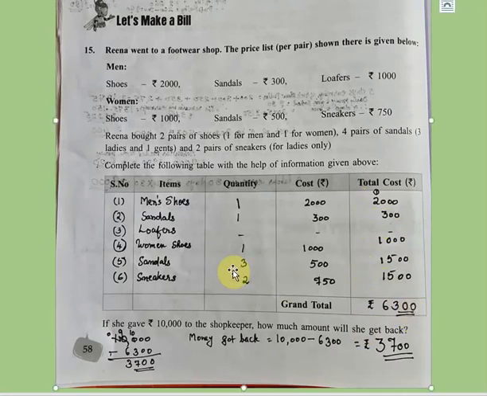Now, she does not have the exact amount. So what did she pay? She gave 10,000 rupees to the shopkeeper. Her purchasing bill is 6,300. So she paid 10,000 rupees. So how much amount will she get back? Here, money got back equals 10,000 minus 6,300. See, I had shown here, first write 10,000 minus 6,300.